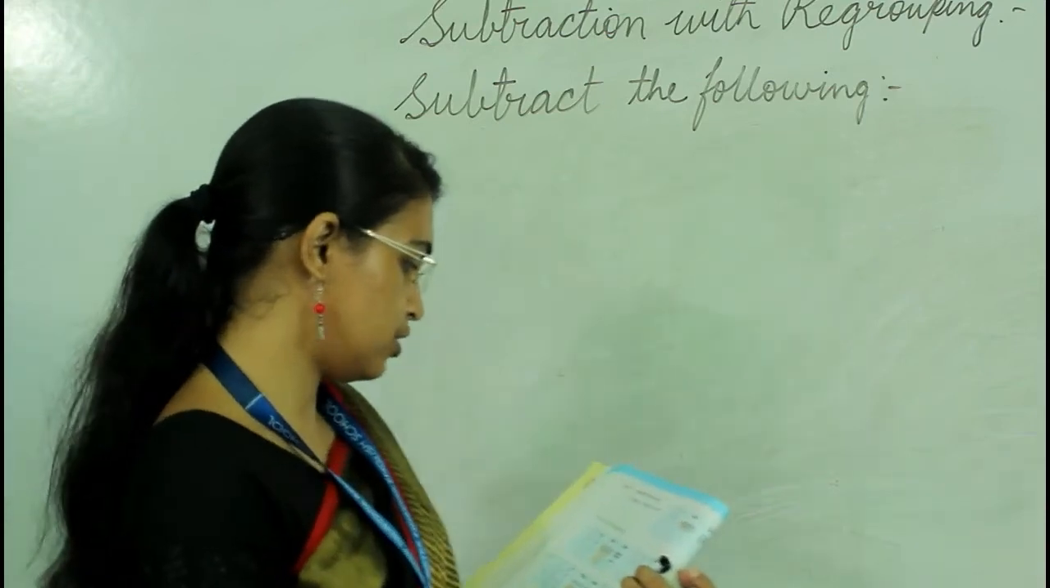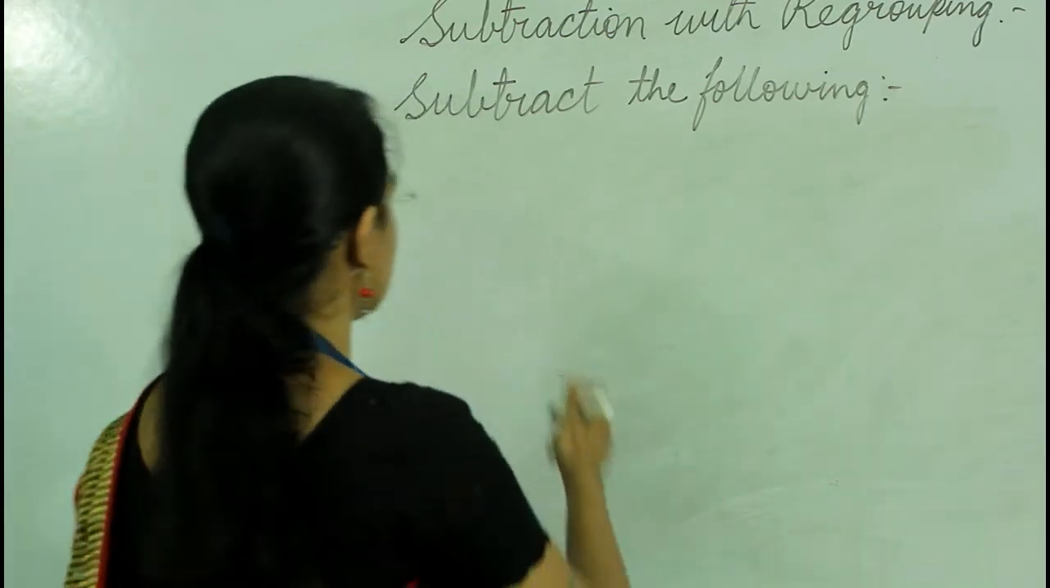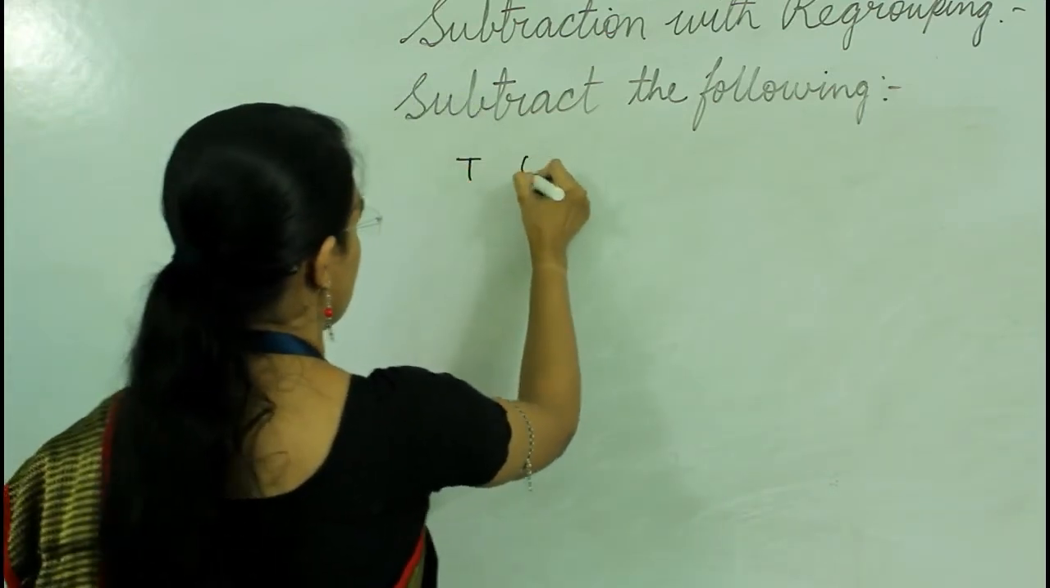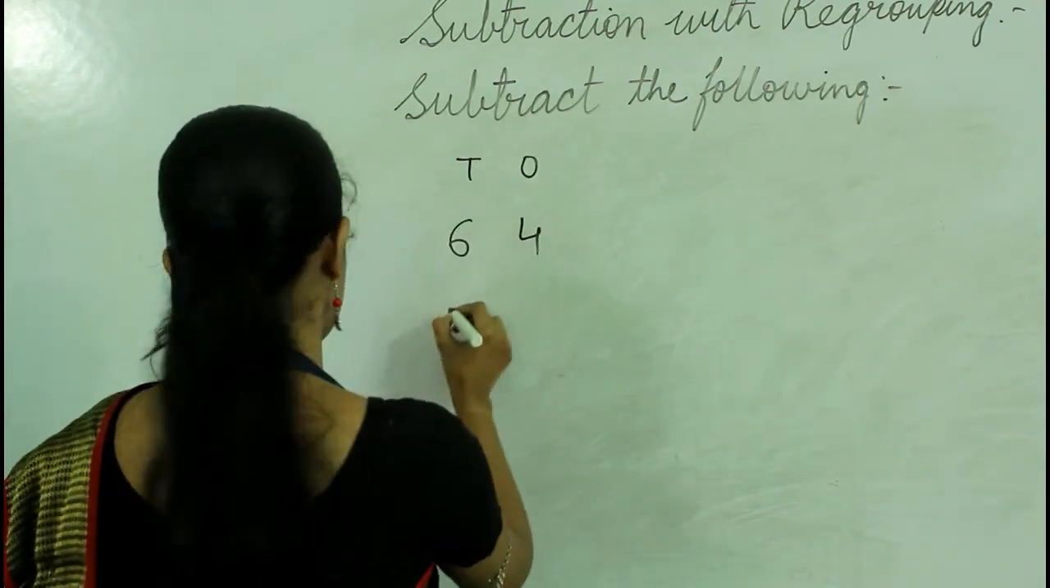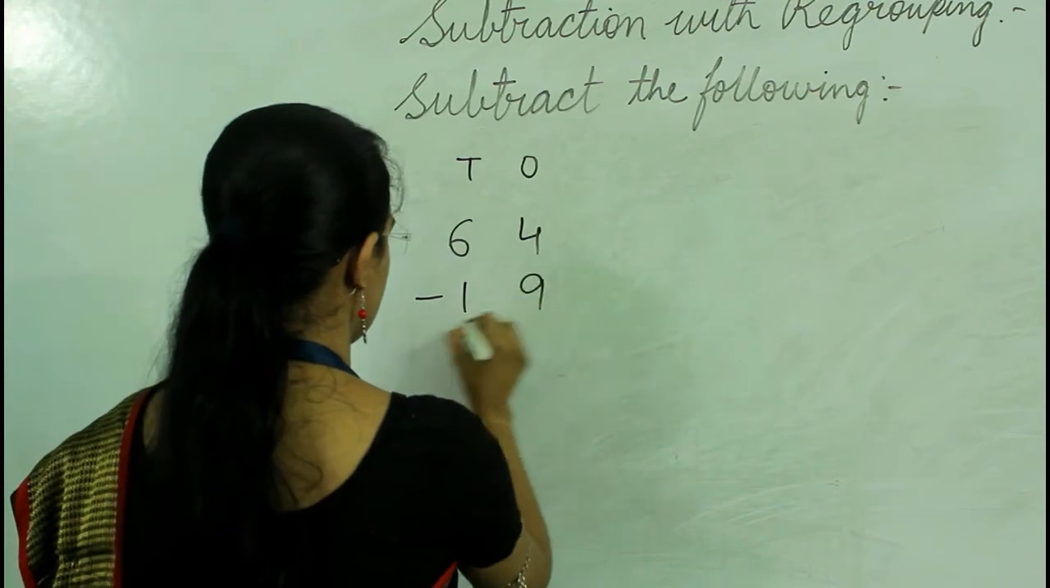Now we will do subtract the following. Our first question is 64 minus 19.